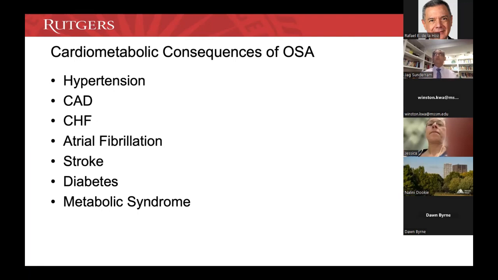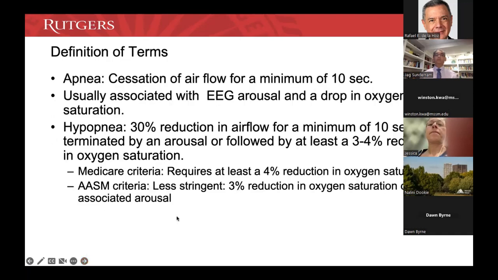But I'm going to go through all of the evidence that exists for all of these consequences and discuss what the data that exists out there, and we can draw conclusions based on this data. Now, to determine the consequences of OSA, we have always used what we call the apnea-hypopnea index. And what do we mean by this?